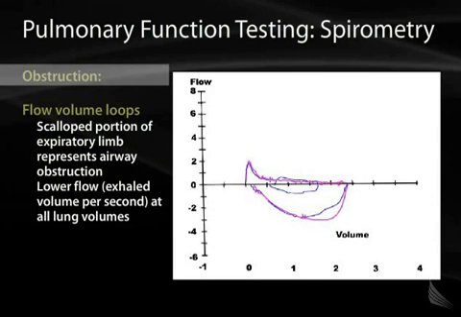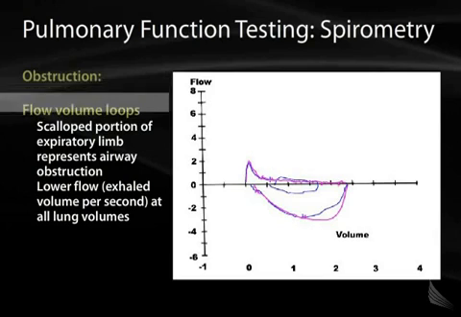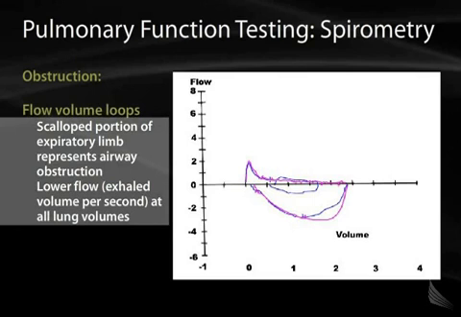We can show that obstructive PFT also using the flow volume loop graph. In this case, instead of having a normal looking flow volume loop with high flows early in exhalation, we see a scalloped, or what Dr. Thwaites likes to call a toilet bowl shape of the flow volume loop.